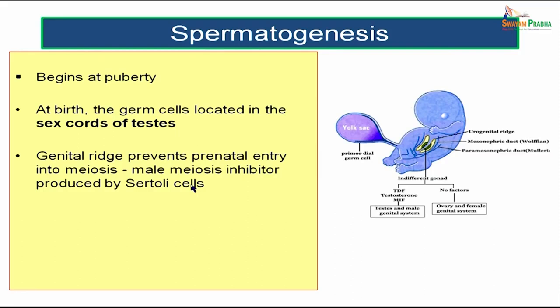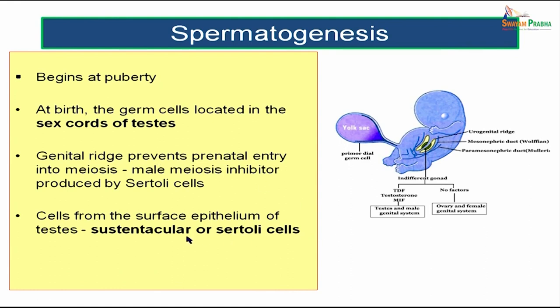That is the reason why you get all the spermatogonia as they are till the time of puberty. These male meiosis inhibitors secreted by the Sertoli cells prevent the spermatogonia from entering into meiosis before birth and up to puberty. Now the surface epithelial cells of the testis get transformed into the sustentacular cells or Sertoli cells, and the sex cord cells will form the seminiferous tubules of the testis.